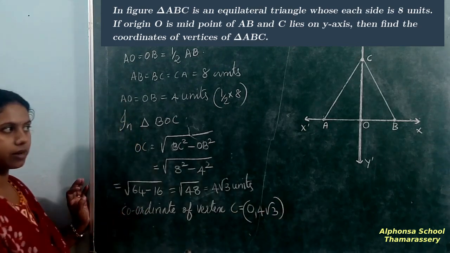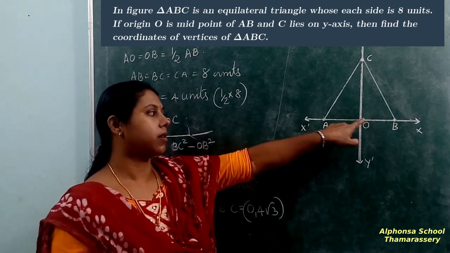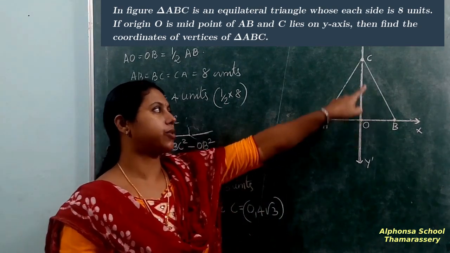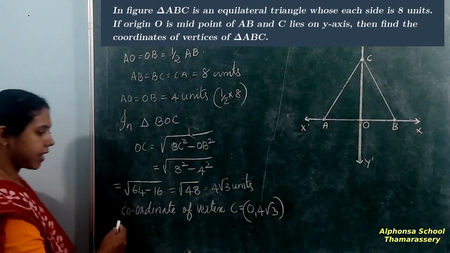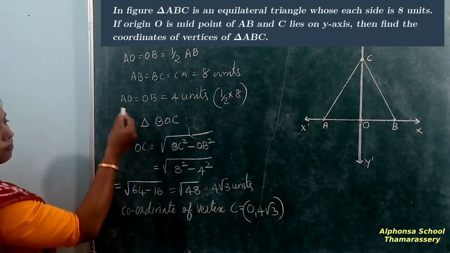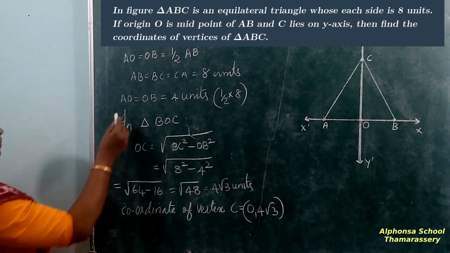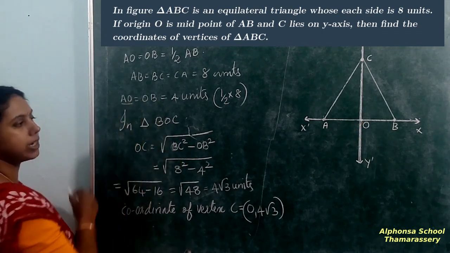The x coordinate is 0. The distance from the x-axis to the point is the y coordinate. In the same way you can find the coordinates of point A and point B, because we know the lengths of OA and OB.